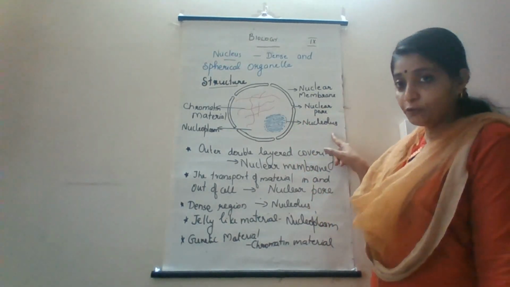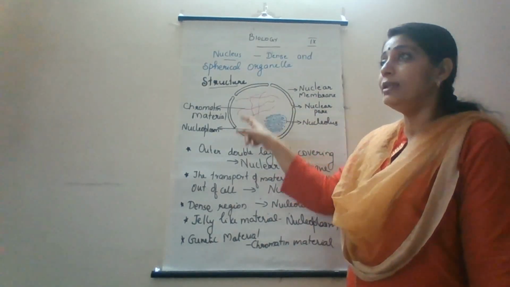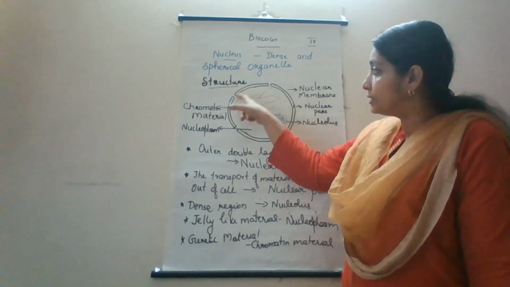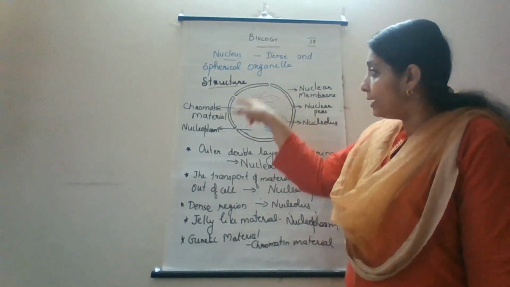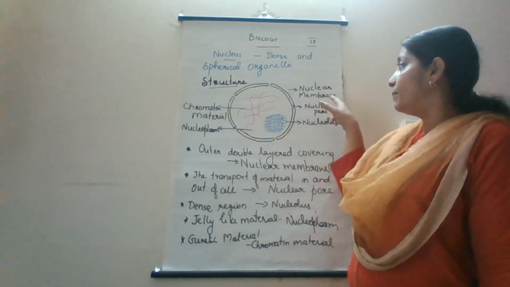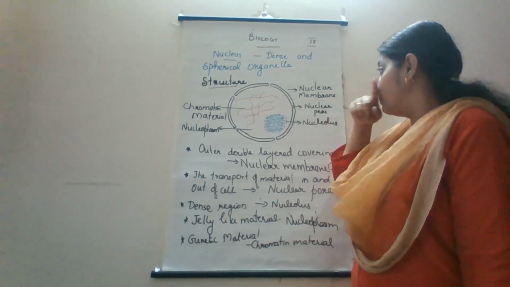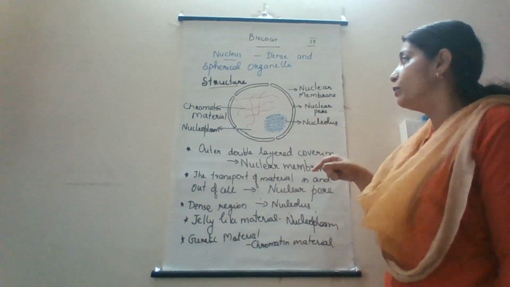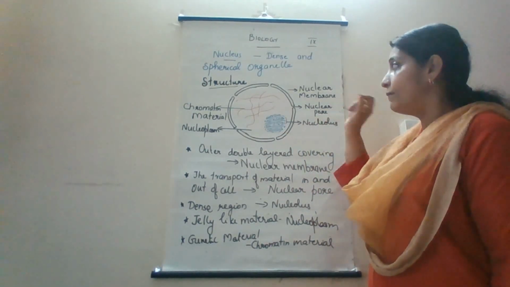When we see the structure of a nucleus, it has an outer double layered membrane. Two layers are there, and this double layered membrane is called the nuclear membrane or the nuclear envelope.